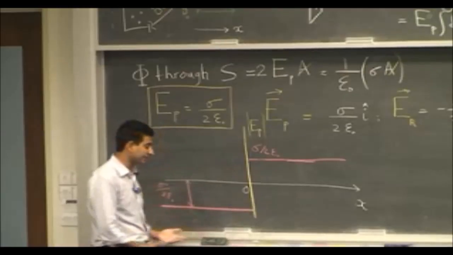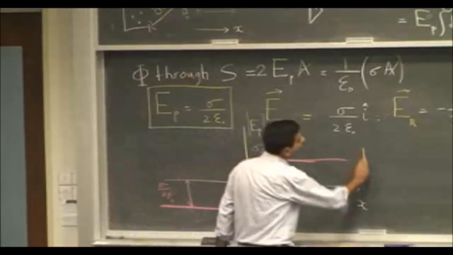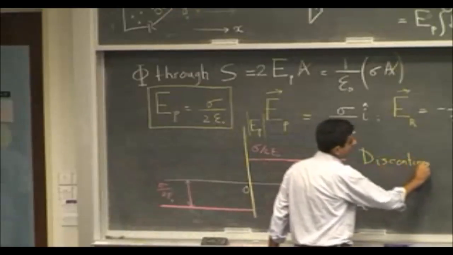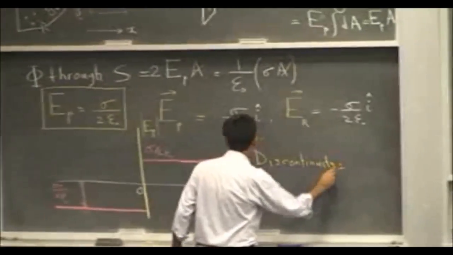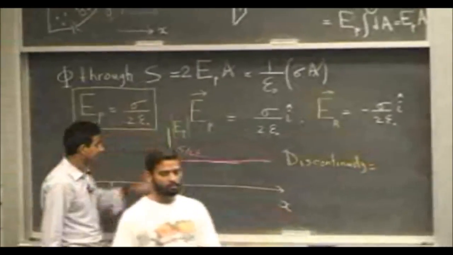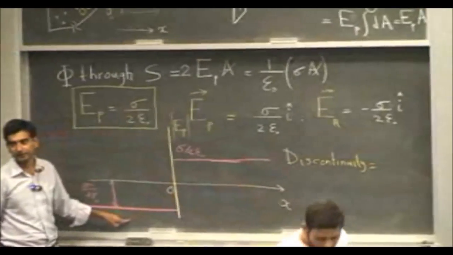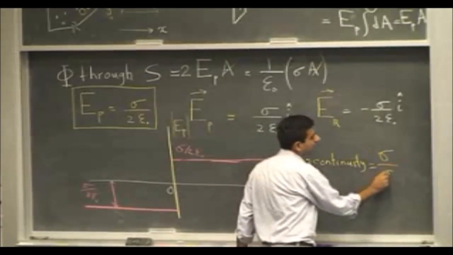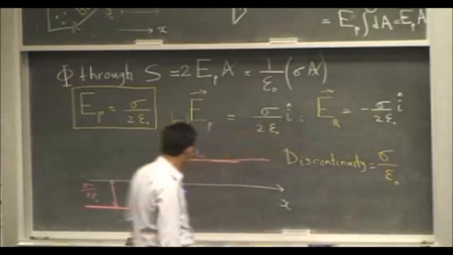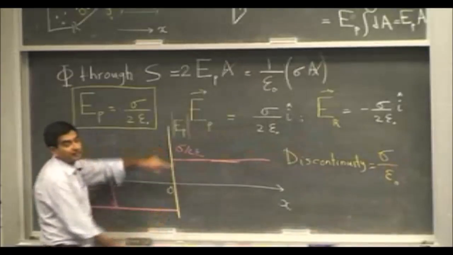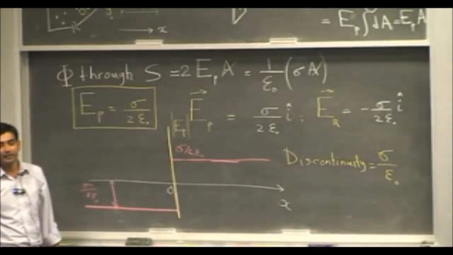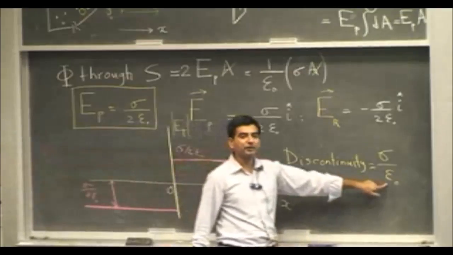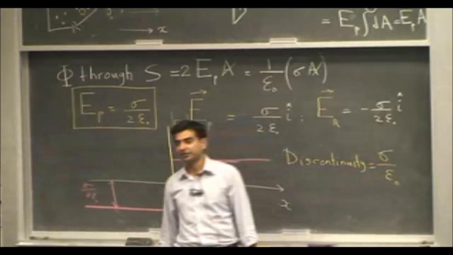And how much is this discontinuity? The discontinuity in the electric field is this value of the electric field minus this value of the electric field, and that is sigma over epsilon naught. This discontinuity is sigma over epsilon naught. So the discontinuity turns out to be equal to 1 over epsilon naught times the surface charge density.